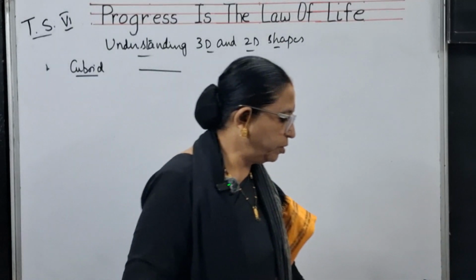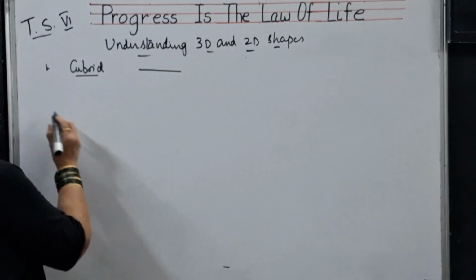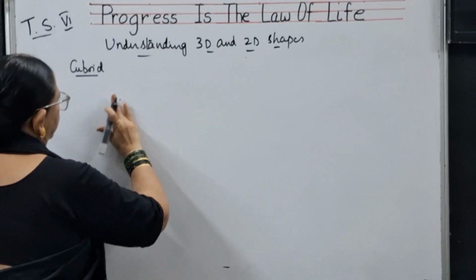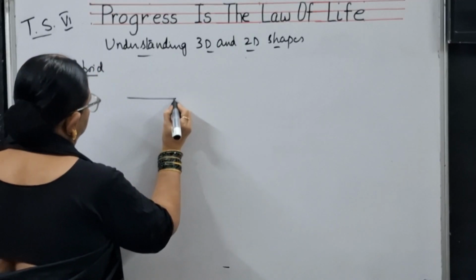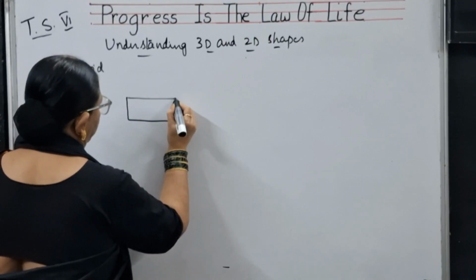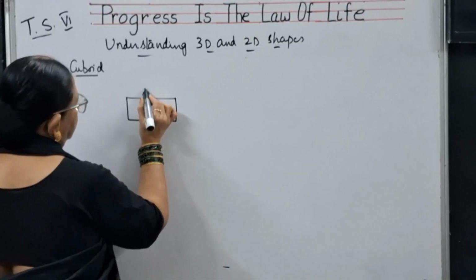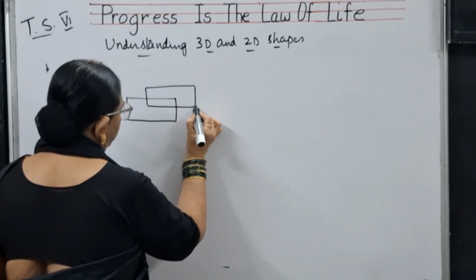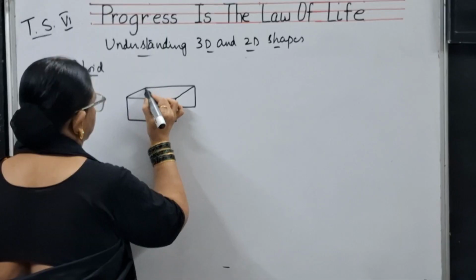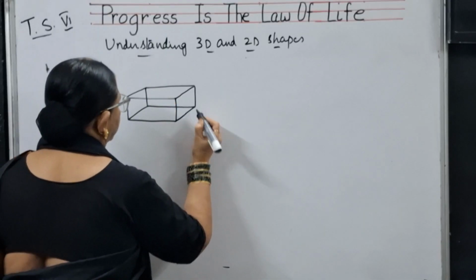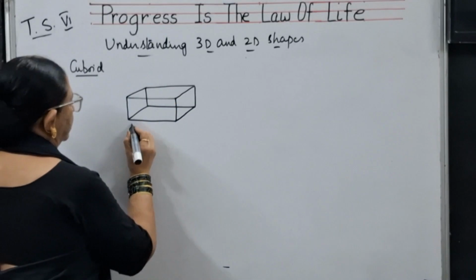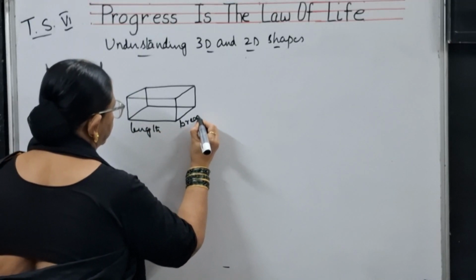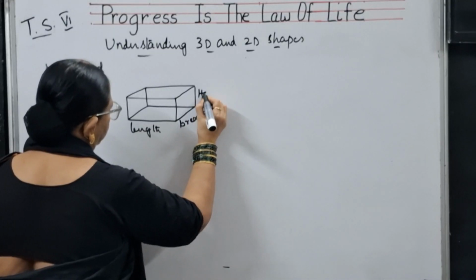Now, let us talk about cuboid, children. What is cuboid? How will you draw the cuboid? So cuboid you can draw in this way. You can draw a rectangle like this, and within this, like this, another rectangle upon it, and just join the vertices. If you join these vertices, this is a figure of cuboid. Here this is called as length, and this is called as breadth, and this is called as height.